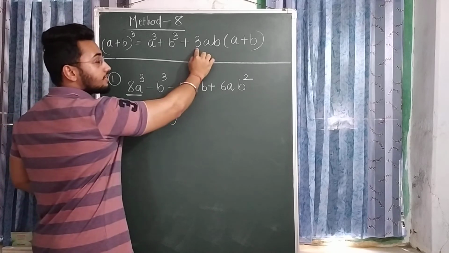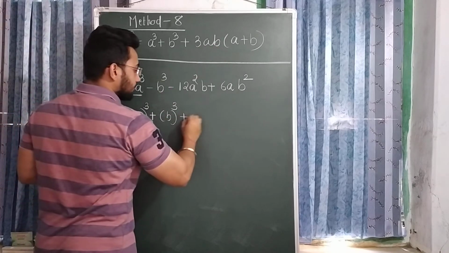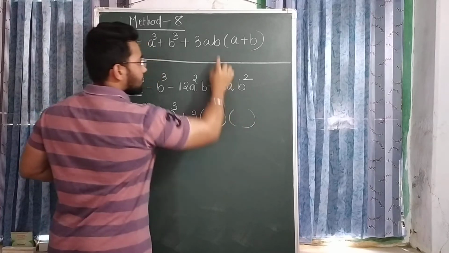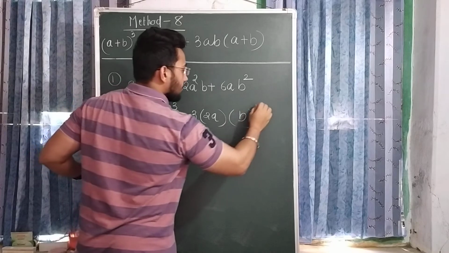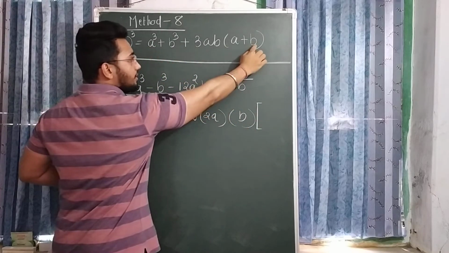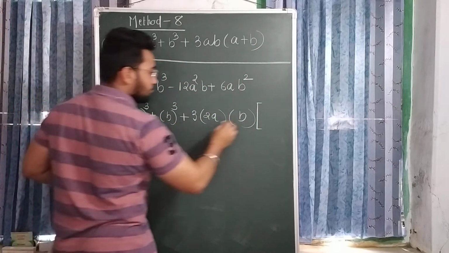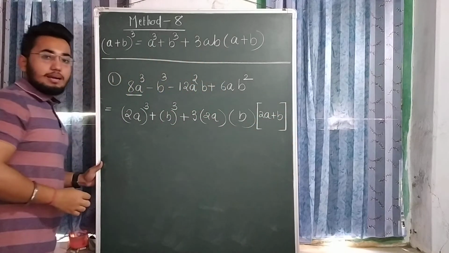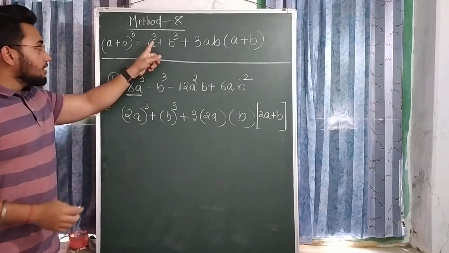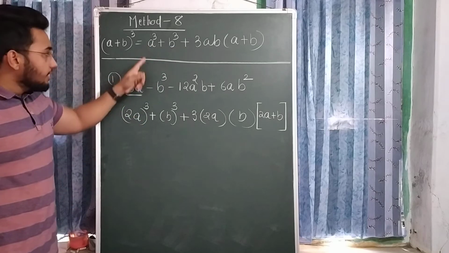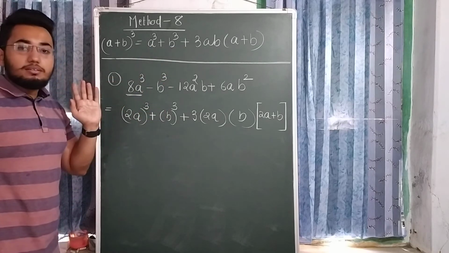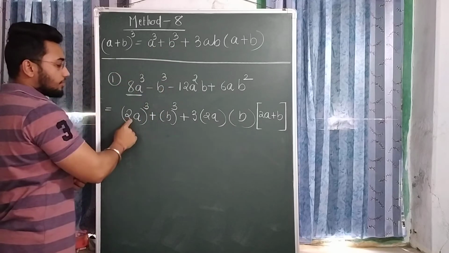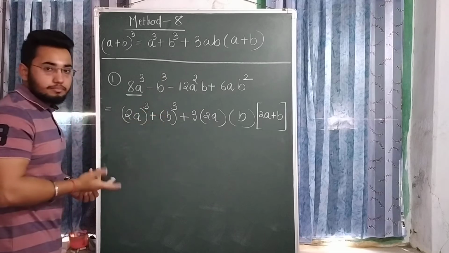Now what is this? 3ab. 3ab. What is b? B. And a plus b means addition of these two. You can see here I'm putting 2a in place of a and I'm putting b in place of b. Simple. If compared, in place of a there is 2a and in place of b there is b.